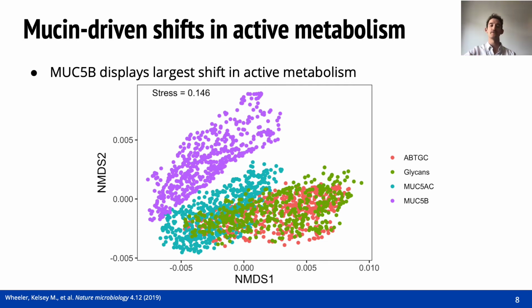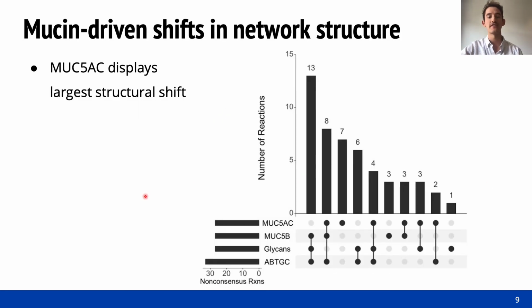So in addition to active metabolism, the other thing we wanted to look at was kind of the network structure of these contextualized models. And we did that by comparing kind of the set of reactions that was not contained by all the models, which we called non-consensus reactions. So upon comparing those, you can see here we have each of the models going across in these rows. And then if the dots filled in, that means that that model contains a certain group of reactions.